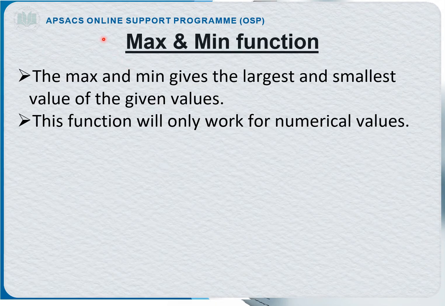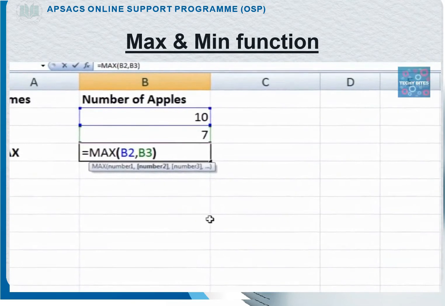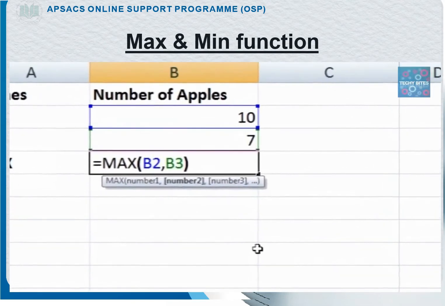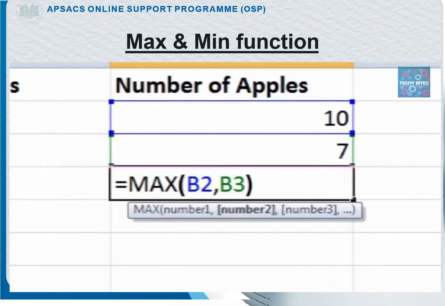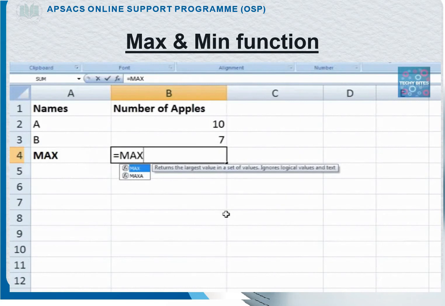Next we have two more important functions, max and min functions. The max and min functions give the largest and the smallest value of the given values. This function will only work for numerical values. Next, let's look at how you are going to implement max and min functions in Excel. MS Excel provides us users an easy way to compare values in our problem statement. We can determine the maximum value and the minimum value present in the Excel sheet. For this, we have predefined formulas in Excel that enable this function.